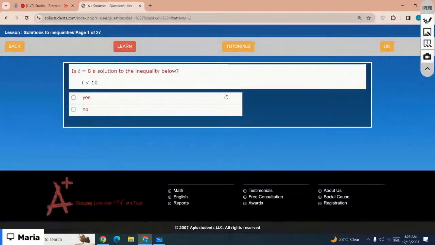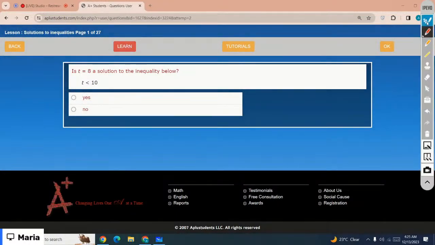Okay, is t equals 8 a solution of the inequality below? So just replace the t with the value. The inequality is t is less than 10, so replace the t. Now you have to see, is this the solution? 8 is less than 10. True or false? Eight is less than 10. That is true, right? That means yes, it is the solution of the inequality. The correct option is yes. Got it?